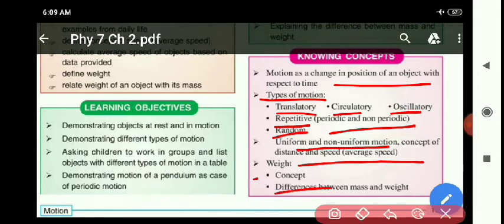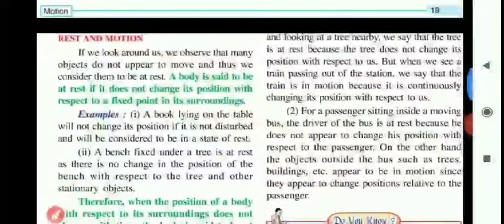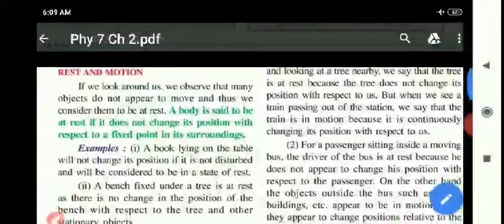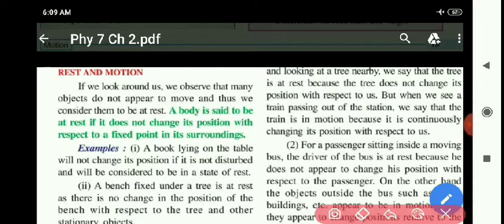Okay, now come to the topic rest and motion. See, if we look around us, we observe that many objects do not appear to move, and thus we consider them to be at rest. If an object is not moving, it is said to be at rest. A body is said to be at rest if it does not change its position with respect to a fixed point in its surroundings. Suppose an object is at one place and according to its surroundings it is not changing its position. It means the body is at rest.